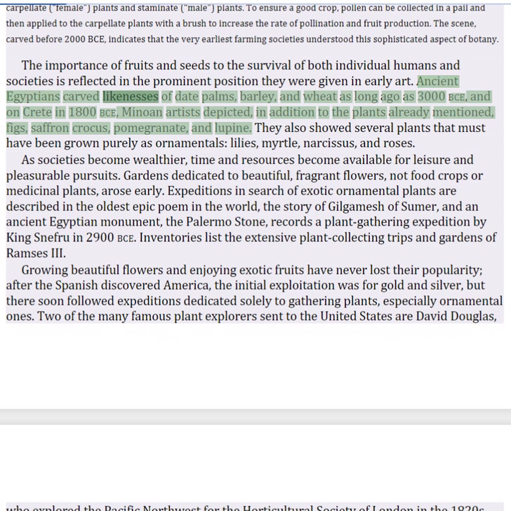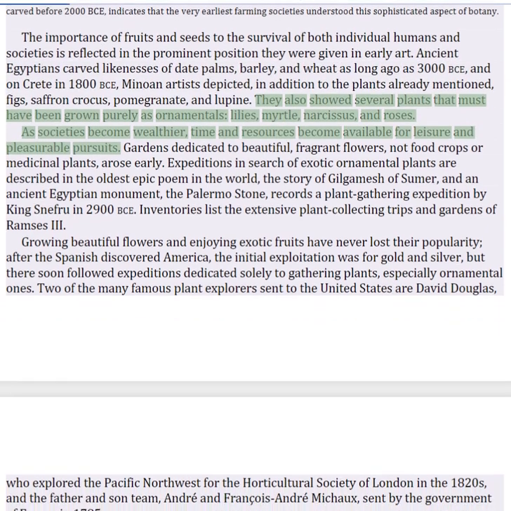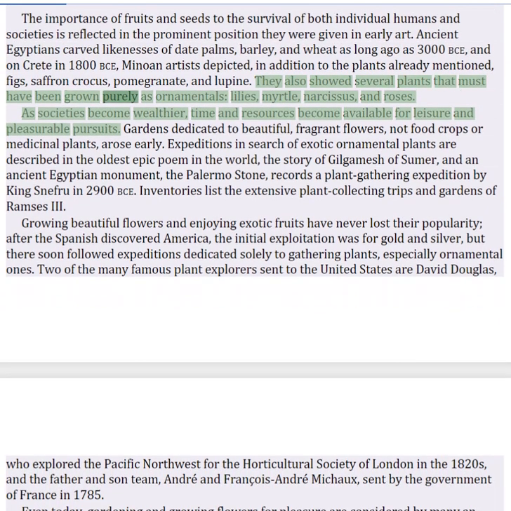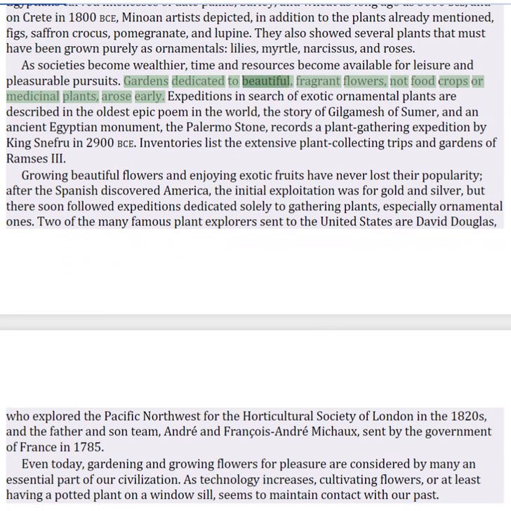Ancient Egyptians carved likenesses of date palms, barley, and wheat as long ago as 3000 BCE, and on Crete in 1800 BCE, Minoan artists depicted, in addition to the plants already mentioned, figs, saffron crocus, pomegranate, and lupin. They also showed several plants that must have been grown purely as ornamentals: lilies, myrtle, narcissus, and roses. As societies become wealthier, time and resources become available for leisure and pleasurable pursuits. Gardens dedicated to beautiful, fragrant flowers, not food crops or medicinal plants, arose early.